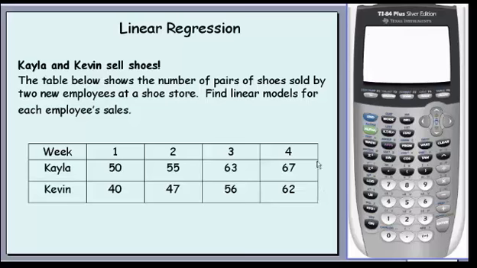The first thing I'd like to do is create a scatter plot of this data on the calculator. To do that, on our calculator we're going to hit Stat, and hit Enter under Edit, and we're going to edit our list.